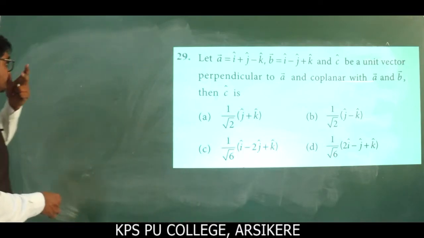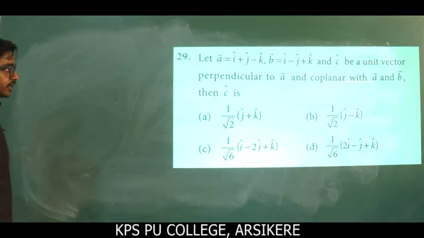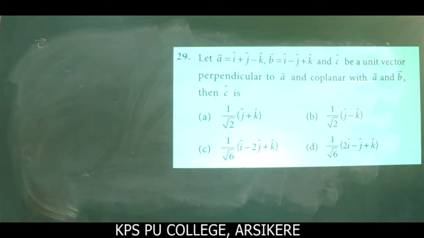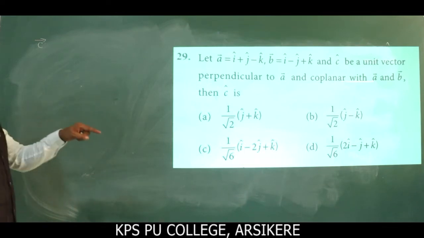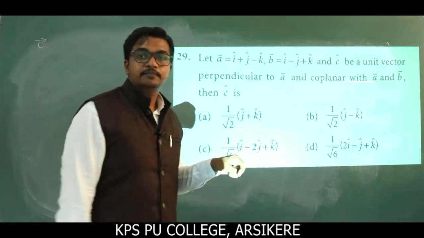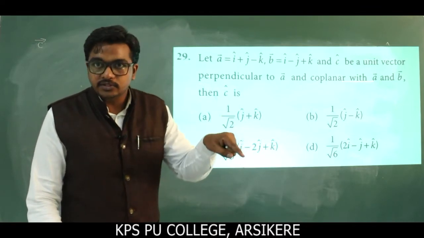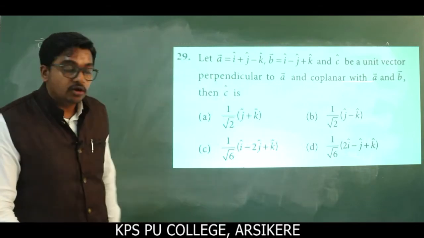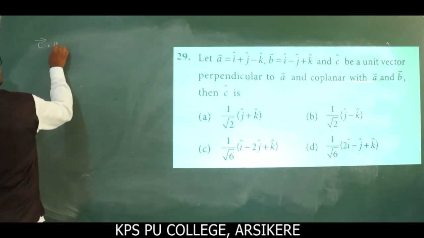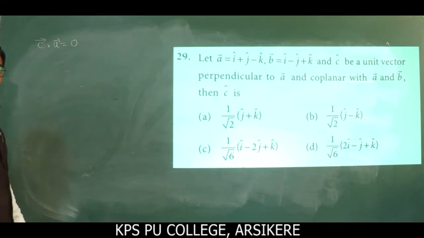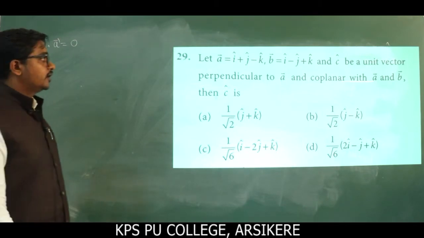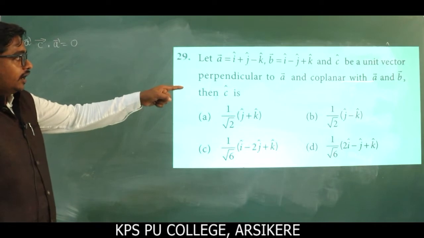So therefore, look, the condition is given: c cap is a unit vector. I will consider vector C perpendicular to vector A. C cap is the unit vector in the direction of vector C. Obviously c cap is a unit vector, but vector C and vector A, what they have given here, are perpendicular to each other, hence vector C dot vector A is equal to 0, because they are perpendicular to each other.